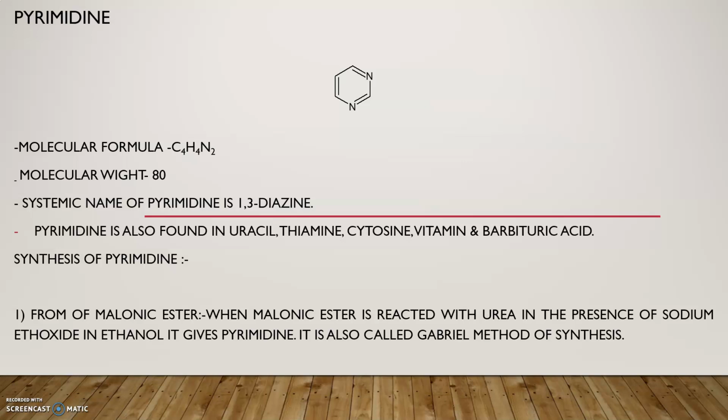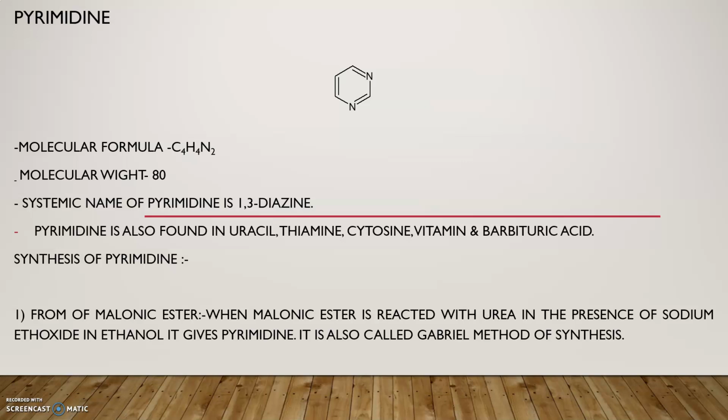Pyrimidine undergoes sp2 hybridization. The compound is planar in nature. Pyrimidine is also found in uracil, thymine, cytosine, vitamin and barbituric acid. Now we'll see the various methods for synthesis of pyrimidine.